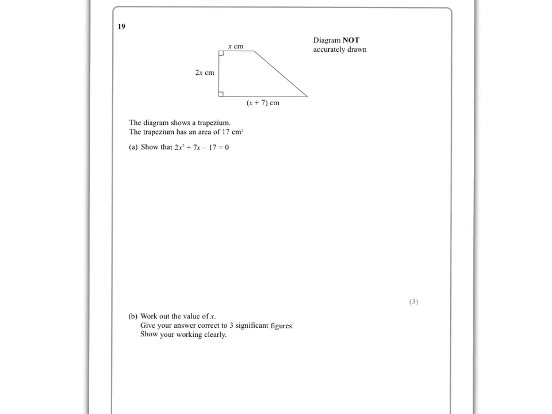Now, here we go. We've got a trapezium. The formula for the area of a trapezium is at the front, and it's a plus b, that's the parallel sides, divided by 2, then times the height, which is there. So, we're told that that equals 17, and we're asked to prove this. That is the answer we want to finish with.